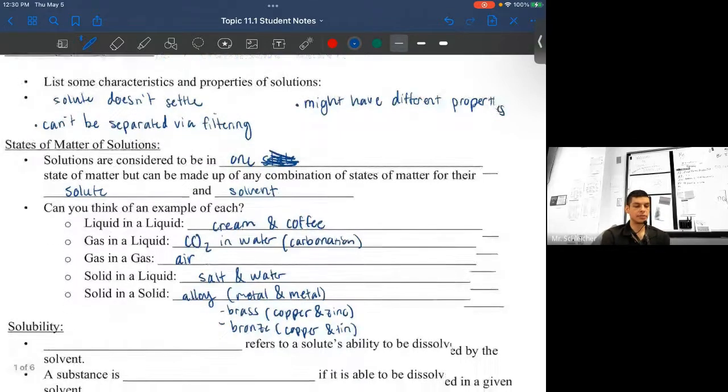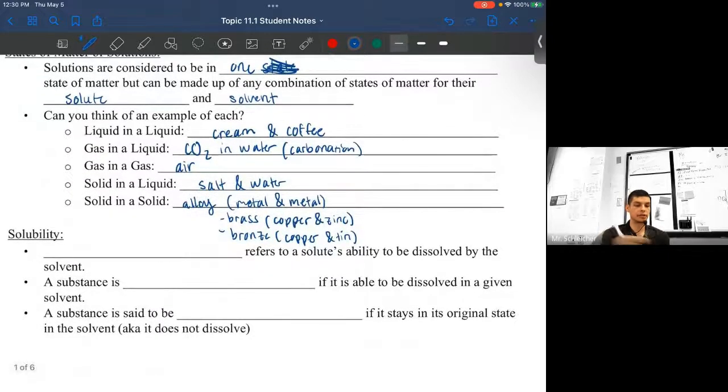Okay, let's talk about solubility. So what is solubility? Well, it just refers to the solute's ability to be dissolved by the solvent. Like, can something dissolve or not? That's the solubility that we're talking about. So a substance is considered soluble if it's able to be dissolved in a given solvent.